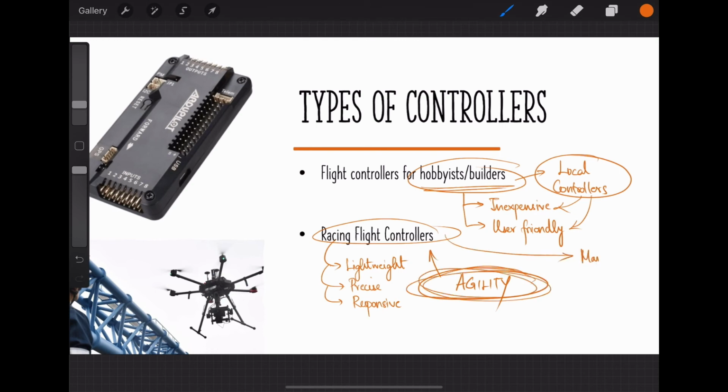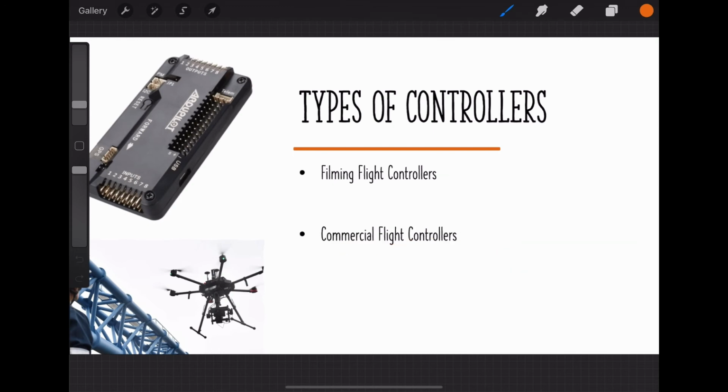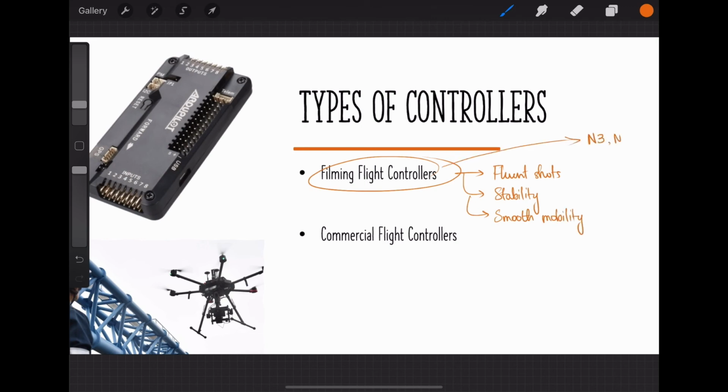Some of the models are Mamba, Matek, and then we have Flightone. These are some of the controllers used for racing. Then we have the filming flight controllers. These are mostly included in a drone with a high-end camera and are more focused on creating fluent shots and accessible handling for a pilot. In this segment, DJI has been ruling the industry, and for example, their Inspire series has taken drone filming especially to the next level. Then we have commercial flight controllers.